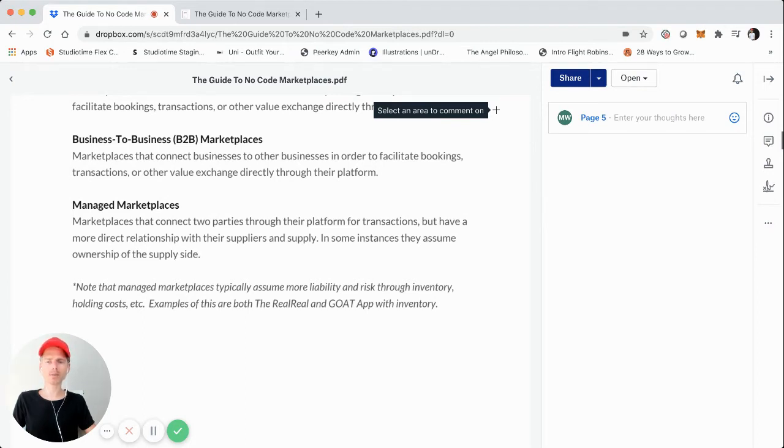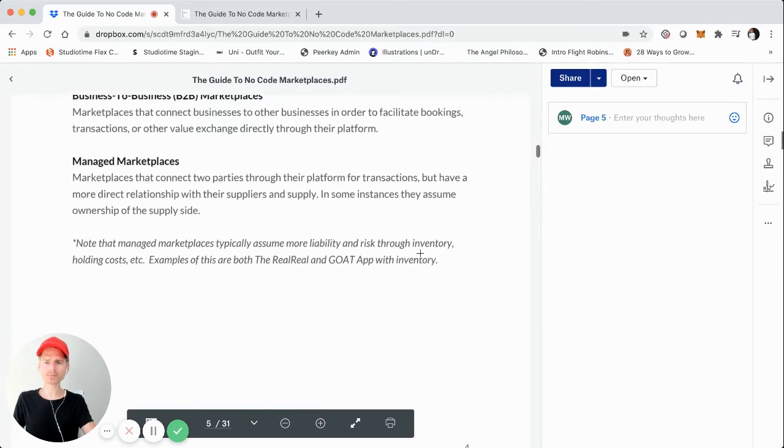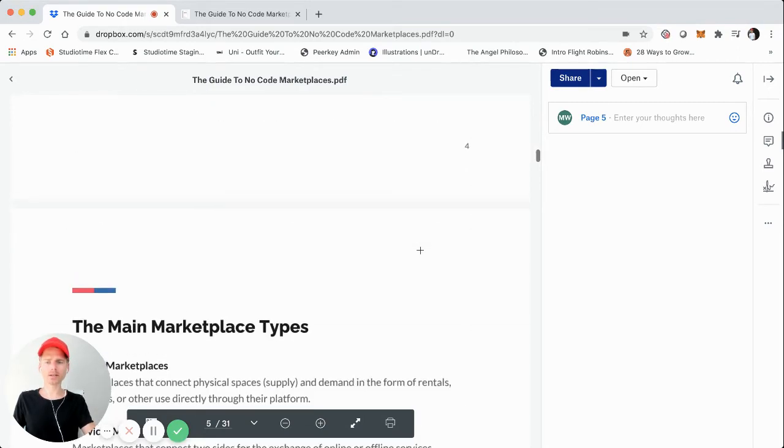Another one is GOAT. They do assume some liability in that they require their sellers to ship whatever they're selling to them, and part of the value prop is the authentication. Once it's authenticated, it ships to GOAT, and then they send it out to the end buyer. So they have a managed kind of model where they offer verification as a value add of their marketplace. But of course, that comes with some sense of liability. So those are the main marketplace business models.